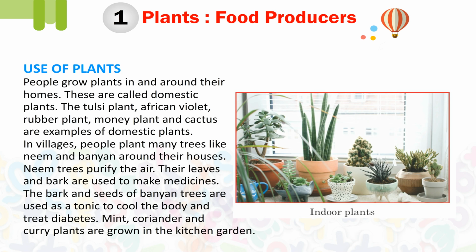Use of plants. People grow plants in and around their homes. These are called domestic plants. The tulsi plant, African violet, rubber plant, money plant and cactus are examples of domestic plants. In villages, people plant many trees like neem and banyan around their houses. Neem trees purify the air. The leaves and bark are used to make medicine. The bark and seeds of banyan trees are used as a tonic to cool the body and treat diabetes.